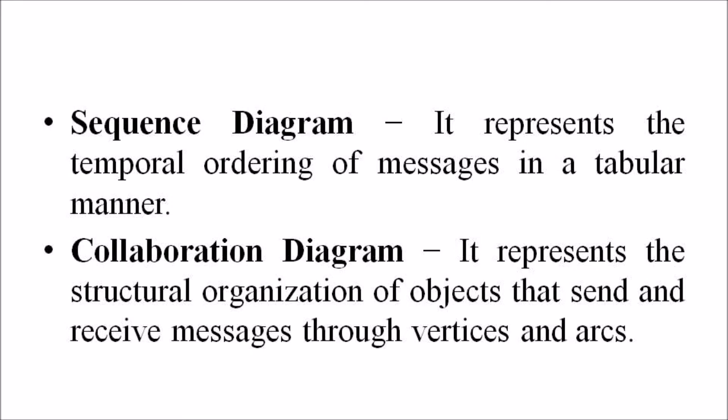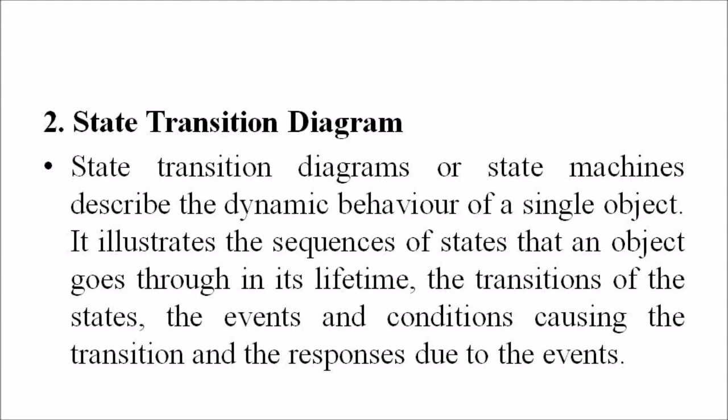And secondly, the state transition diagram or state machine describes the dynamic behavior of a single object. It illustrates the sequence of the states that an object goes through in its lifetime, the transition of the state, the event and condition causing the transition, and the responses due to the events.